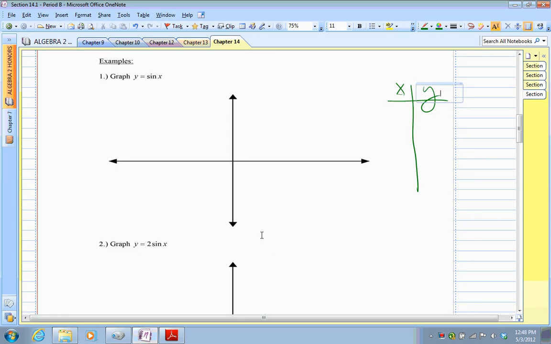Going back to number 1, graphing y equals sine x. What do you think are some good numbers to plug in for x? 0. And by the way, x is just like beta. It's just an angle measure. So 0 is good.